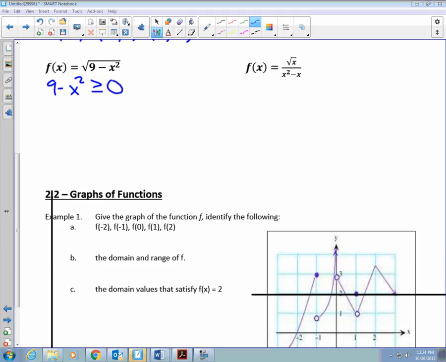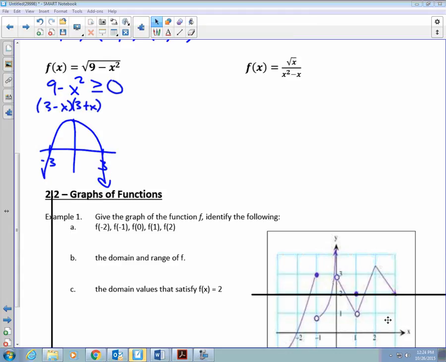You got two options. You can either look at the graph or make a table. It's your choice. I'm going to graph it because I know what it looks like. It factors to 3 minus x and 3 plus x. So this is asking, how did I know it went down? There's a negative in front of the x squared.